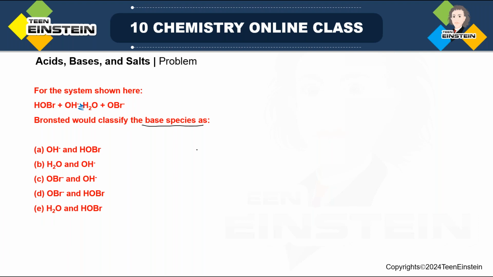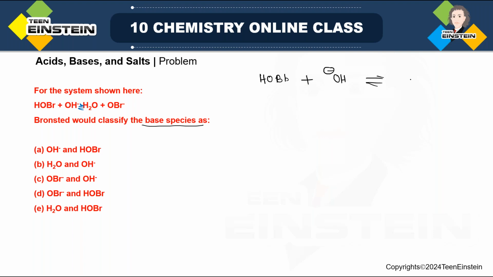Bronsted would classify the base species as, so you can see a total of 5 options are there, and in each option there is a pair, right? That means in this pair both the species must be Bronsted base, then only you can select it as the correct option. So HOBr, and there is HO minus ion.